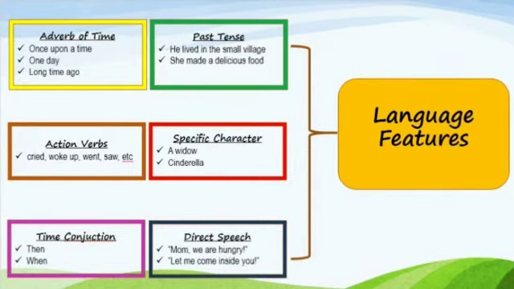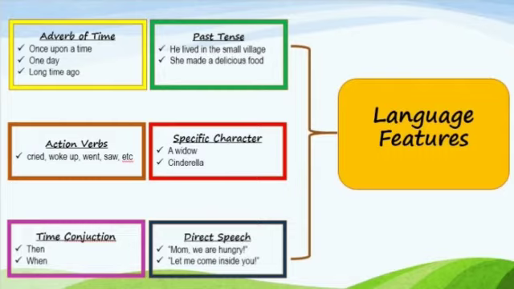Language feature of narrative text, ciri kebahasaan dari teks naratif. There are 6 parts of it. Terdapat 6 bagian. We start with the first one. Kita mulai dari yang pertama. The first is adverb of time. Yang pertama adalah keterangan waktu. For example, contoh. Once upon a time, pada suatu ketika, one day, suatu hari, long time ago, pada waktu yang lampau. Oke, ini merupakan keterangan waktu.